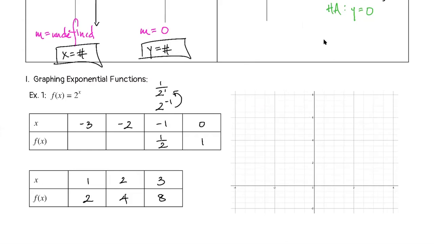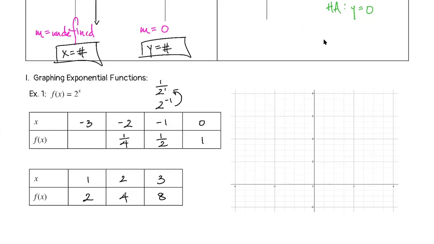Thank you, Richard. I just saw your message. Yeah, it's going to be 1/4. And what happens when we plug in -3? 1/8. Excellent.